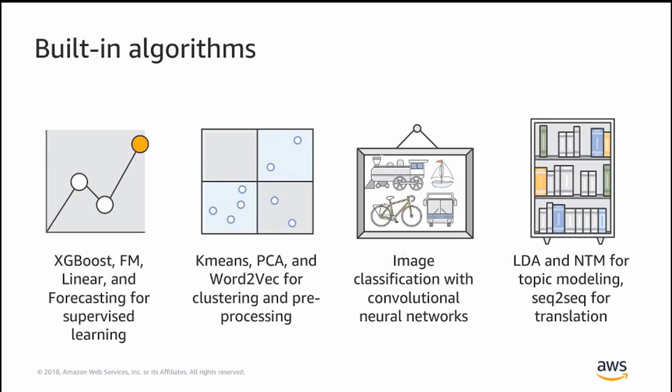algorithms like image classification, which uses convolutional neural networks to classify images. And we have latent Dirichlet allocation and neural topic modeling to comb through large corpuses of text and pick out relevant topics, as well as a sequence-to-sequence algorithm, which is good for neural machine translation, so translating from one language to another.